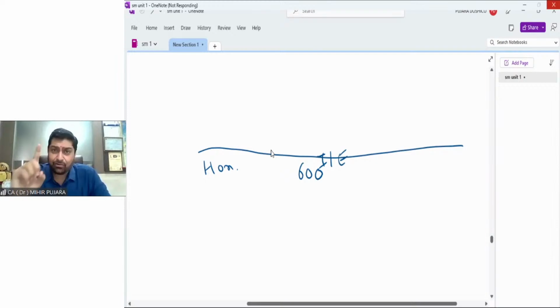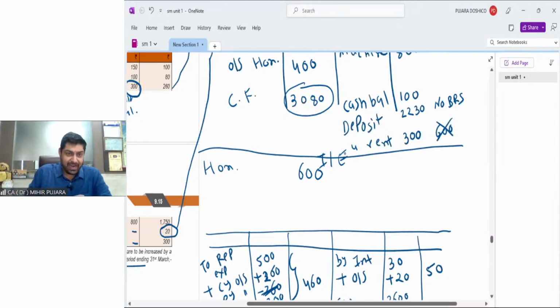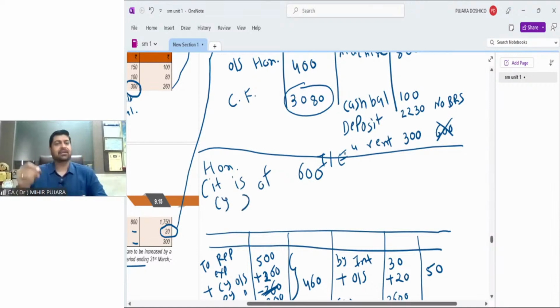So write in your notes very clearly: 400, which is in RNP, is of previous year, not part of INE. Okay, so write clear cut here. It is of current year. Clear, guys? Please write carefully. It is of current year.